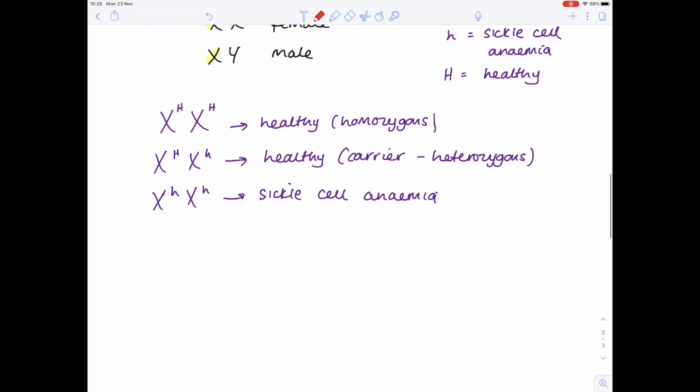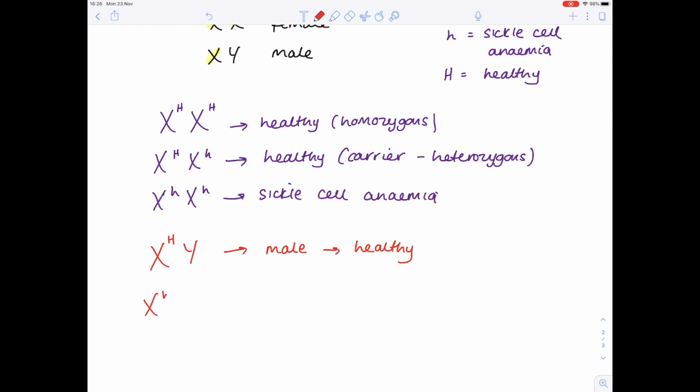If we now look at the potential male combinations of alleles, as we've already said, males contain the sex chromosomes XY. So what about if we were to do an uppercase H? I don't write anything here because remember I've already said that only the X chromosome carries the gene for anemia. So this person will be male and they will be healthy.